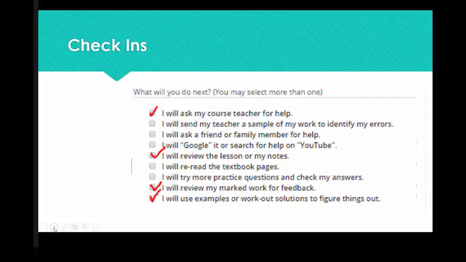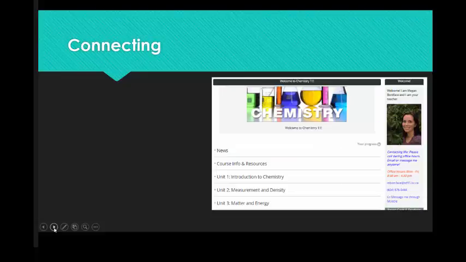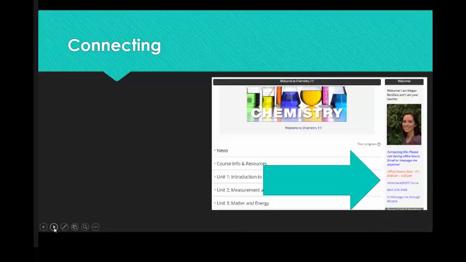Whether you have questions, you need help, or you have something to share, there's lots of ways to get in touch with your teacher. Your teacher's contact information is given on the course main page. You can call your teacher, you can email your teacher, you can also send your teacher a message through Moodle, through the online course.